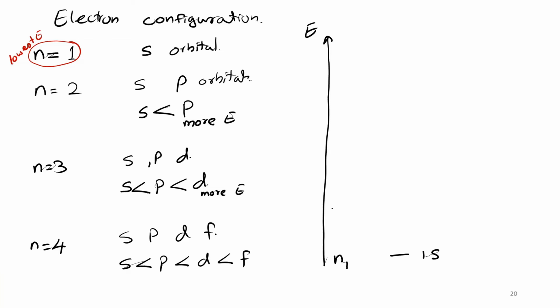And in level 2, I have s and p. And now I know my s is of lower energy than p. So I have s. Because this s is on level 2, I can label it as 2s. And I have 3 p's.